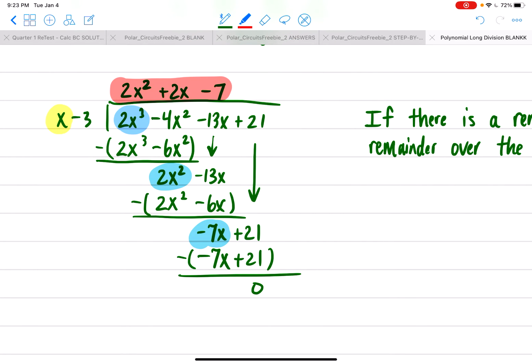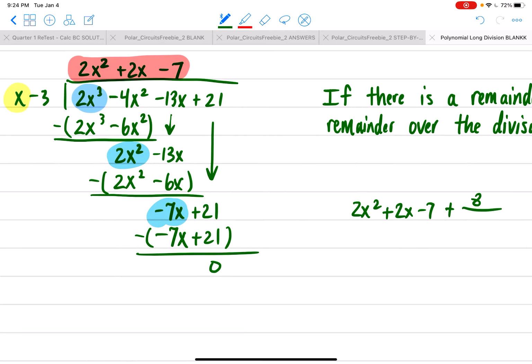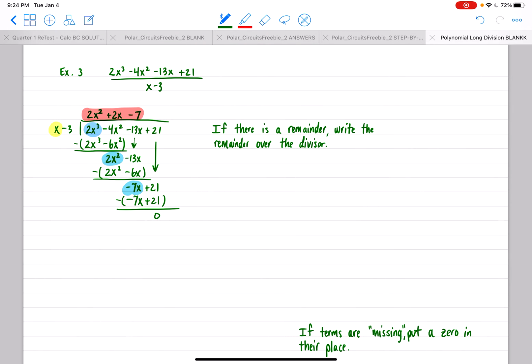Now, let me say this since we're here. Let's say the remainder was 8 here, okay? What you would do is you would say your answer is 2x squared plus 2x minus 7 plus 8 over the original divisor, which in this case would be x minus 3. Okay, so that's hypothetical. We're not doing that because there was no remainder here, but that's how you would do it.